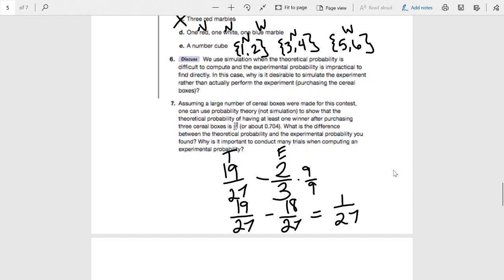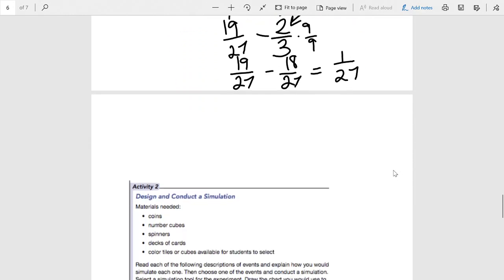The reason that it's important to conduct many trials, as you can imagine, is that the more trials that we do, the closer it will get to theoretical probability. So your experimental probability could have ended up something like 3 over 3, or 1 out of 3, or 5 out of 6. Very different from the theoretical. The more experiments that you would do, the better it would actually turn out to be.